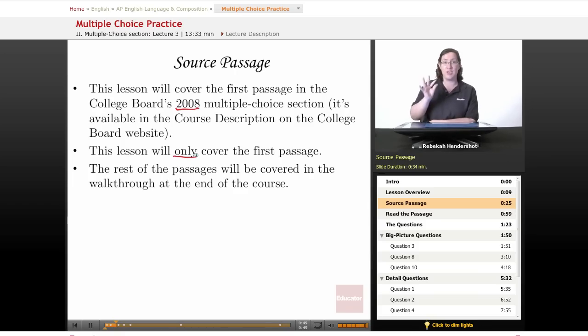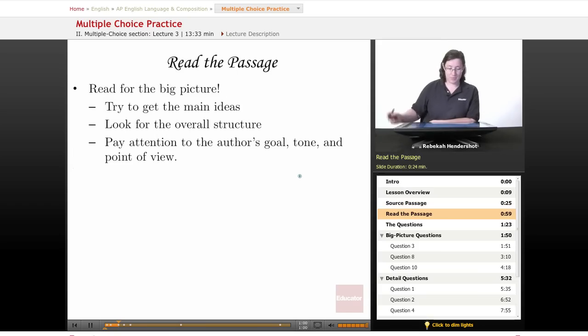Now, this lesson will only cover the first passage because we're going to go in depth. We're going to look at everything really closely. And the rest of the passages will be covered in the walkthrough at the end of this course. So if you want to find out how to handle all the other passages, move to the end of the course.